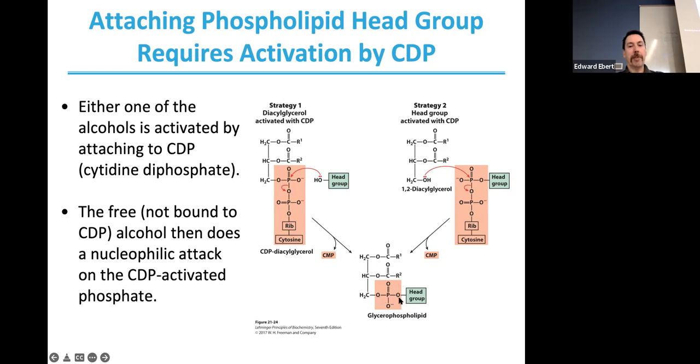And now we leave behind this glycerophospholipid with the head group attached to the phosphate there. So our head group basically attacks the second phosphate group and cleaves off the CMP. Our second strategy is we could have our CDP directly bind to the head group, and then the alcohol attacks that second phosphate and again cleaves off the CMP. So it doesn't really matter whether we attach CDP to the phosphatidic acid or to the head group that we want to attach. In either case, it works because we have an alcohol group attacking the phosphate group. Okay.